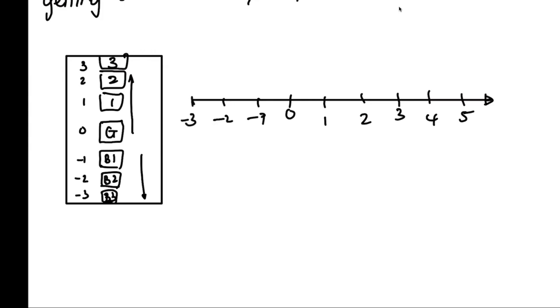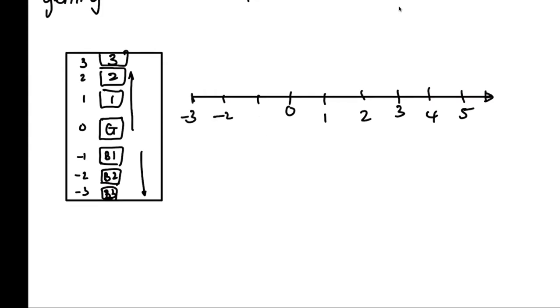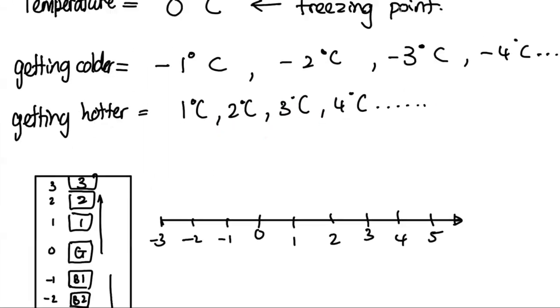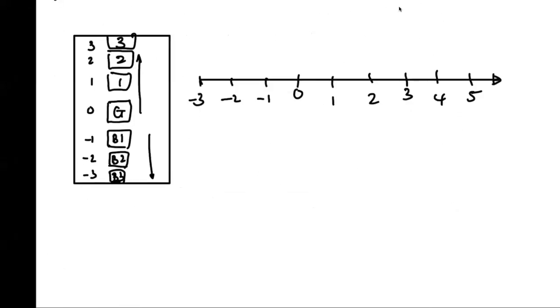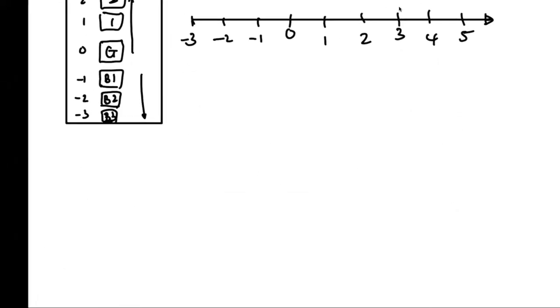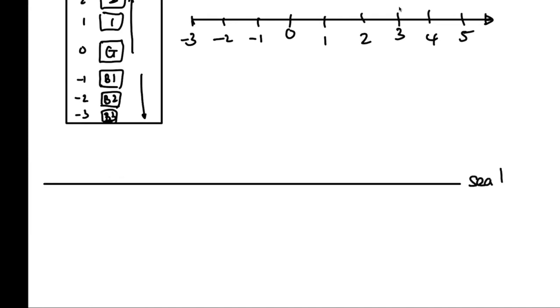So you have to get used to the idea that -1 is actually smaller than 0 because it's below 0. -2, as the number gets bigger, is even smaller. So the further it is from 0, the smaller the number gets. Okay, so you can use this, or you can also use it for altitude. We have something called sea level. We need to use this to calculate certain distances.